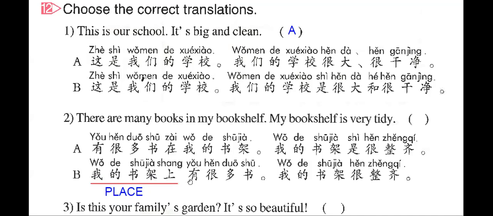有, remember the verb there are. 很多书 and the objects or the people who is there, okay? So very important, place, 有, and objects or people, okay? So in this case, I'm going to check this. We have letter B, okay? Remember, A is not correct. It's very similar, as you can see here, but not correct.